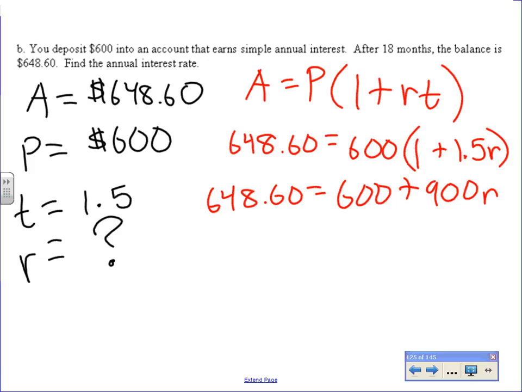If you did not finish solving that, go ahead and do that. And I want someone to tell us what you got for the interest rate as a percent. So if you did not finish solving it, go ahead and do that. Did you subtract 600 on both sides and then divide by 900?